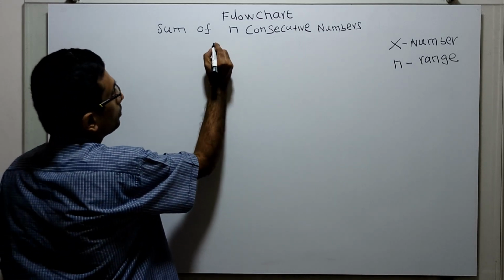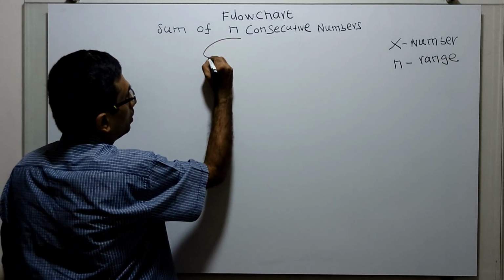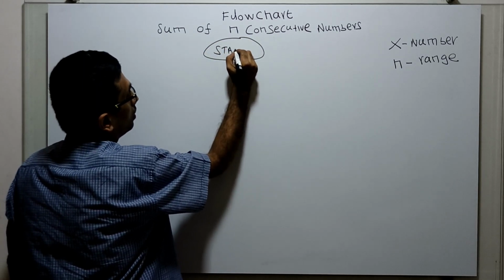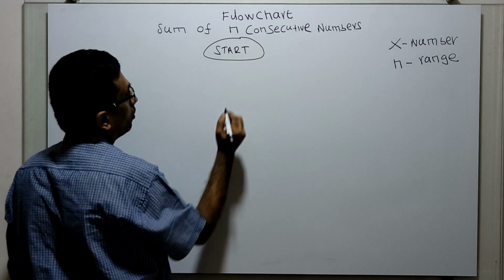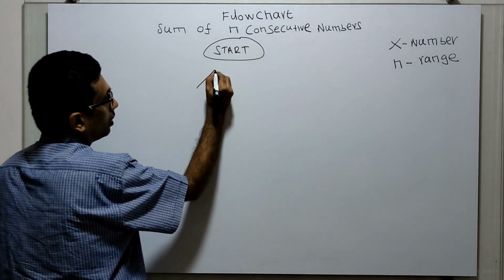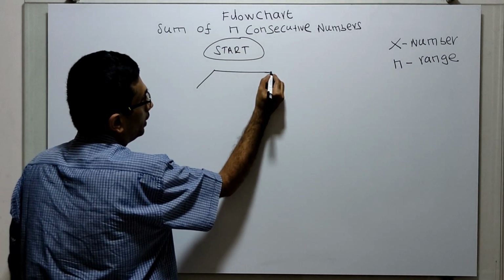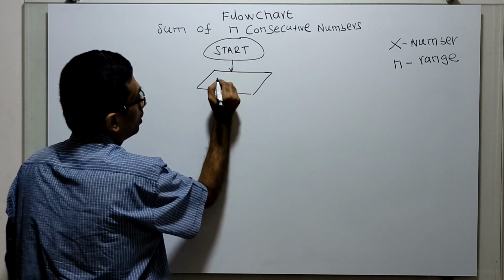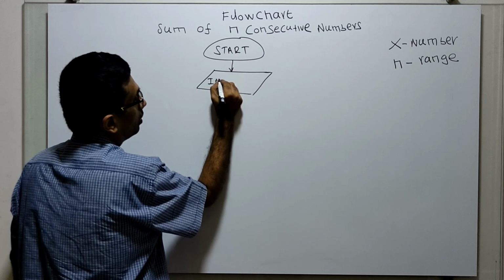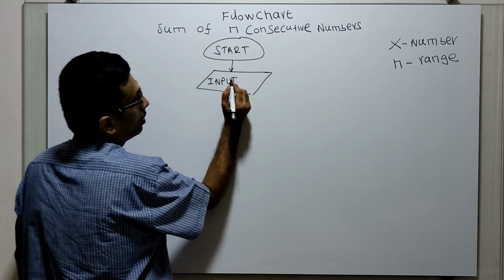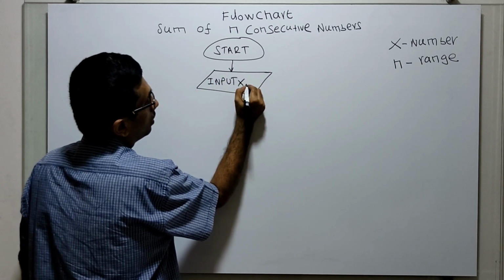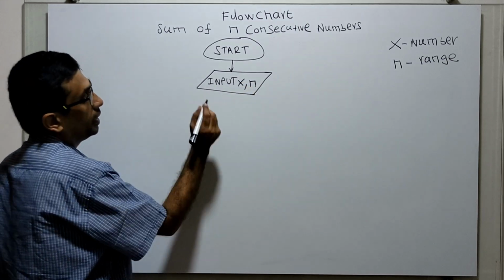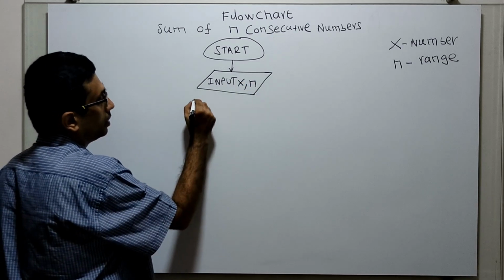So this is the logical start of the flowchart. I am obtaining the number x and the range n as the input. So input x comma n.